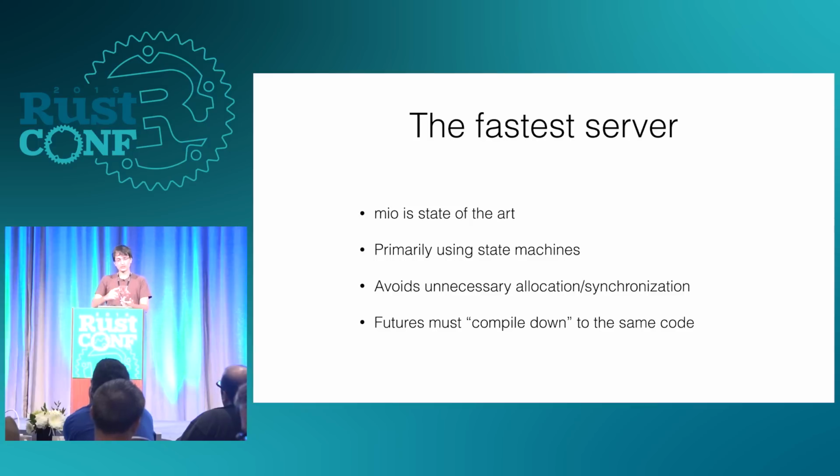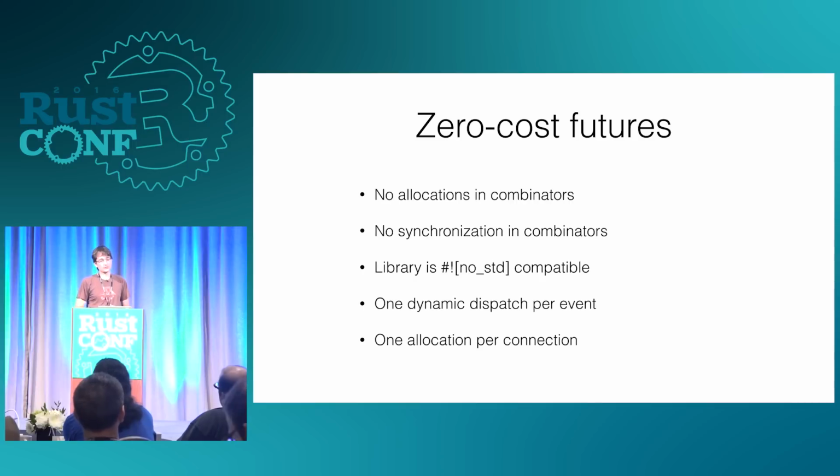They need to compile down to the state machine. They need to be using Mio under the hood, and they need to be avoiding all these extra costs. They don't need to have any sort of implicit synchronization or implicit allocation. So when I talk about zero-cost futures, what I actually mean is all of these goals: there are no allocations in any of the combinators. Select, join, and_then, or_else, then. Every single one you find is all zero cost, no allocations.